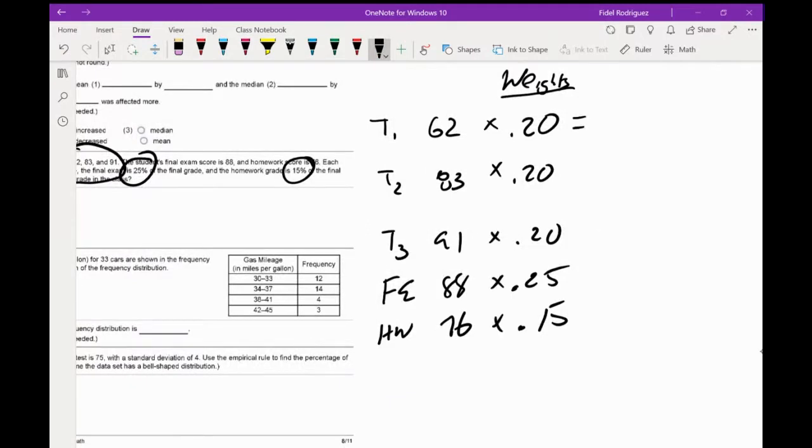And then now what we're going to do, guys, is multiply straight across. So I'm just going to do this on my calculator here. Let me get my calculator going. All right. So I'm taking 62 times 0.20. That's giving me 12.4. Let's see, 83 times 0.20. That's giving me 16.6. 91 times 0.20. This has given me an 18.2.